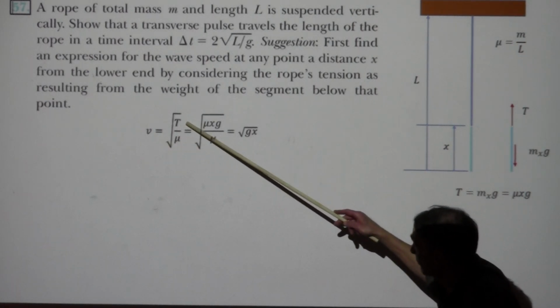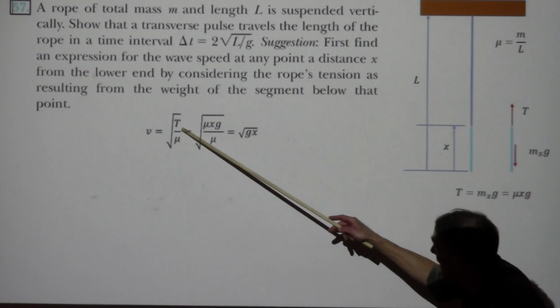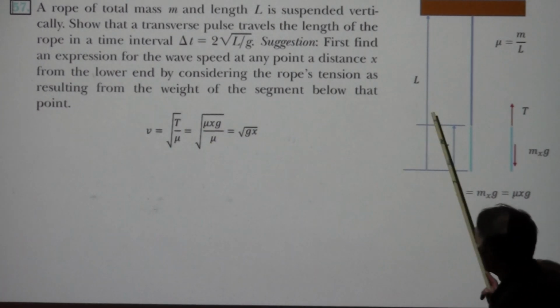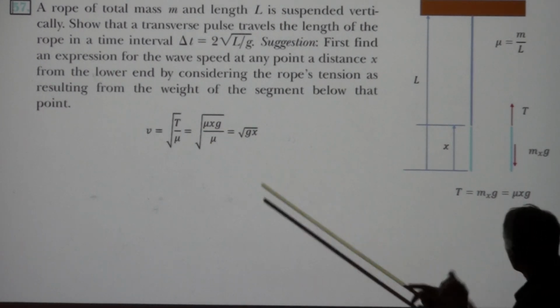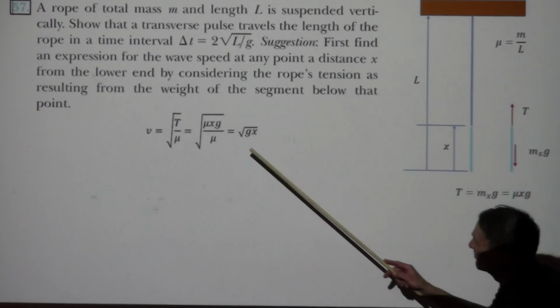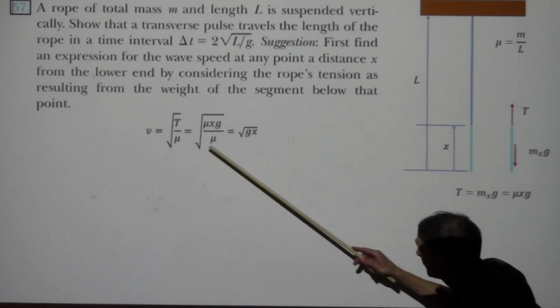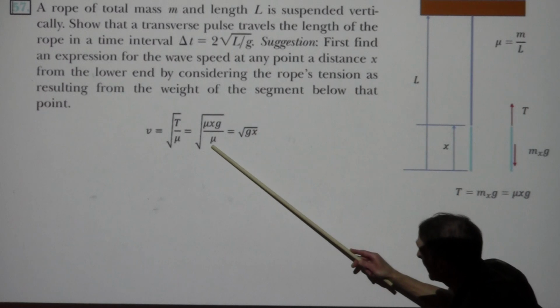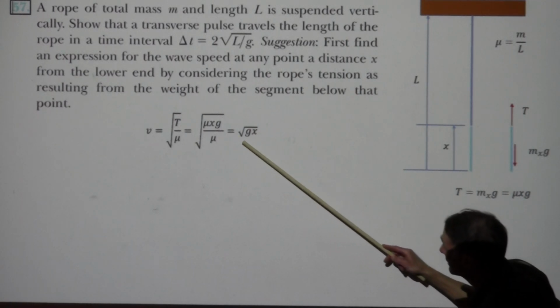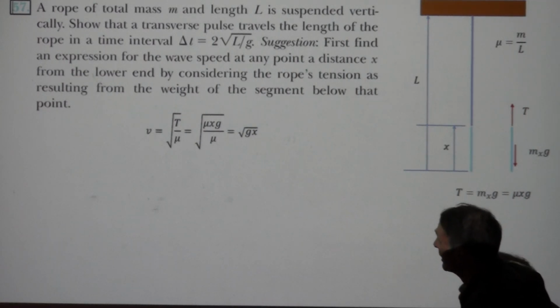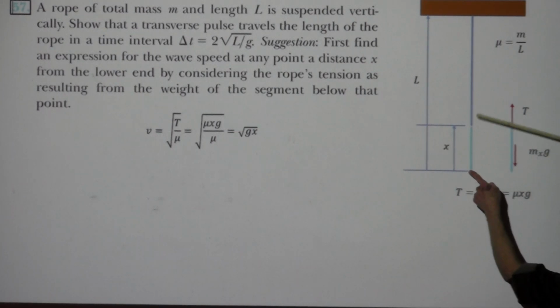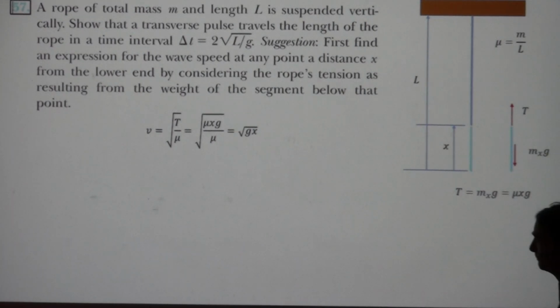So we can make use of this: v is equal to the square root of T over mu. That tension depends on where we are, so it's going to be a function of x. T is mu x times g. We've got the mu here, and the mu's cancel, so we end up with the square root of g x as the velocity of this wave as it goes up this string.